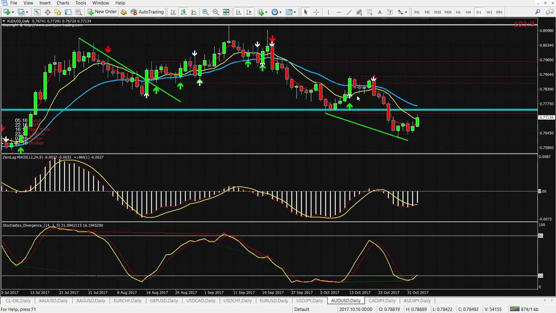Let me delete this one. But we have a higher low in zero lag MACD, and as you can see, this divergence stochastic, it draws the divergence automatically. So we have a divergence here, stochastic, and this one. So whenever this happens, the price follows the indicator. So what we expect is that the price gonna go up, but how much up we don't know.